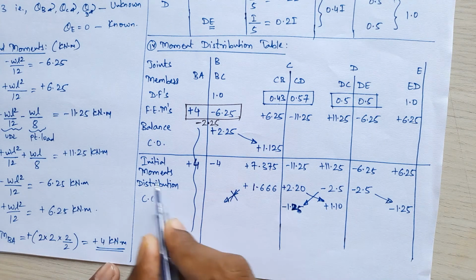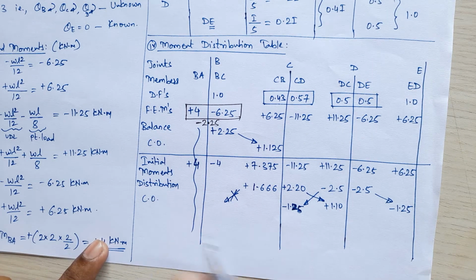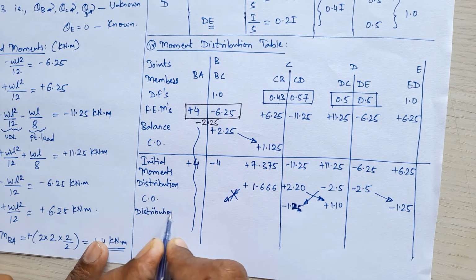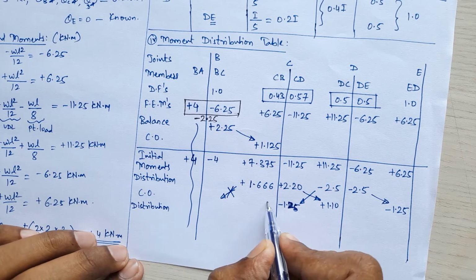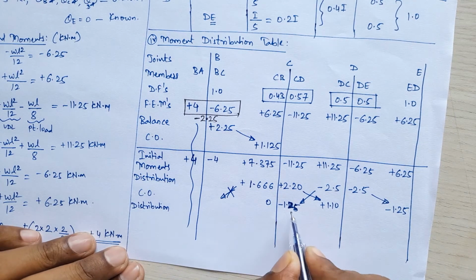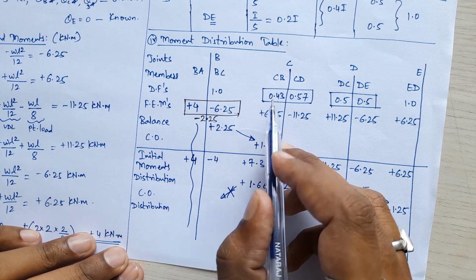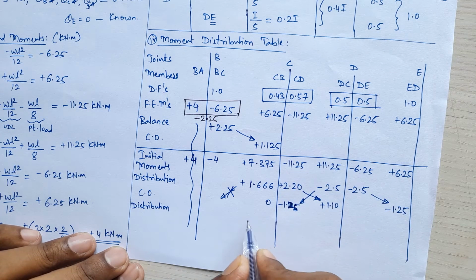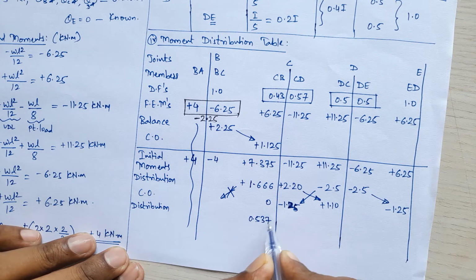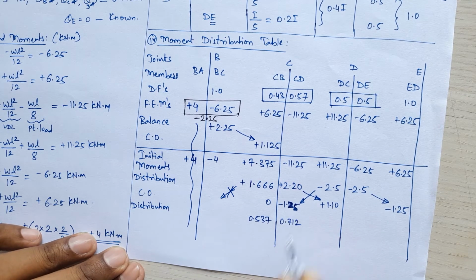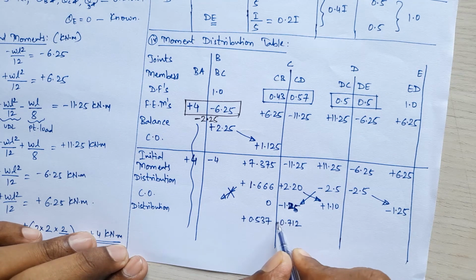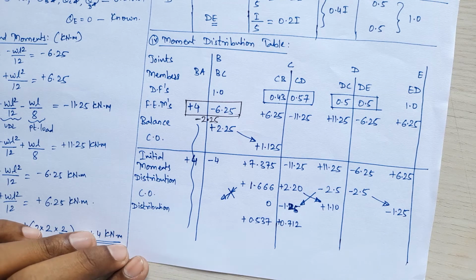Now you have to repeat this cycle again, that is distribution, carryover. Again what you have to do is the distribution. Now distribution of what? Here you have 0 moment. 0 minus 1.25, that you will get as minus 1.25. Minus 1.25 into 0.43 and into 0.57, so I get this as 0.537 and this I get as 0.712. Now this summation is negative, so you have to distribute with opposite sign, so that will remain as positive.